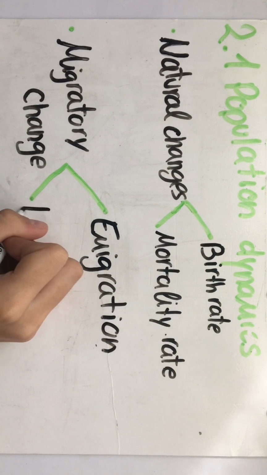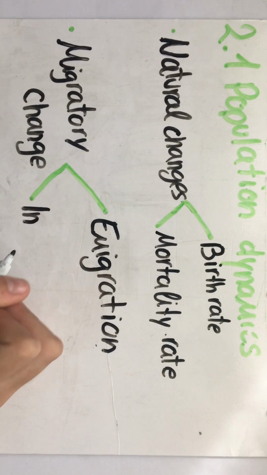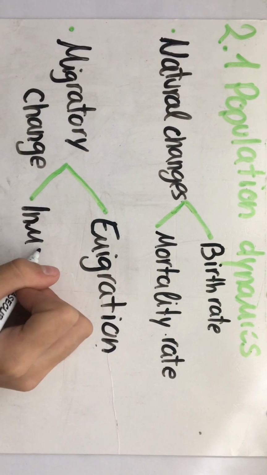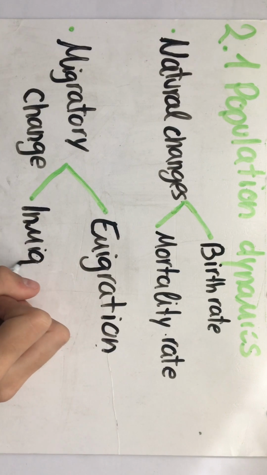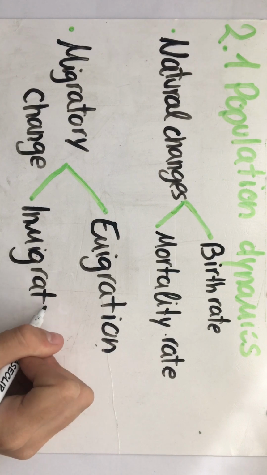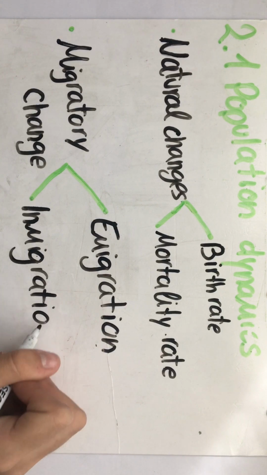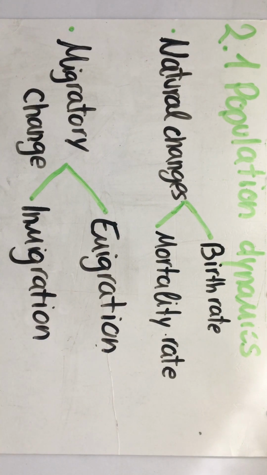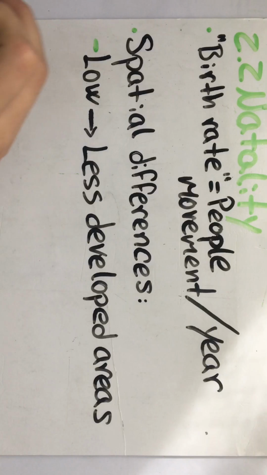Migratory change. These are the movements of a population from different places. The arrival of a population from other places, or immigration, adds inhabitants, and the departure of a population towards other places, or emigration, subtracts them.